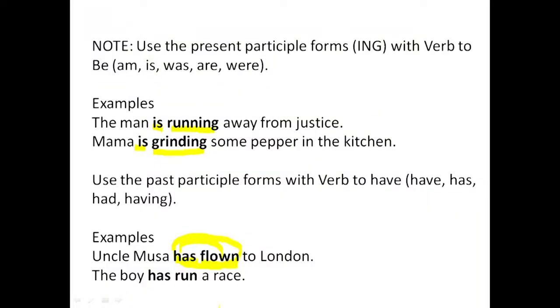Next, the boy has run a race. You see, the boy has run a race. Again, has here is the helping verb, and run here is in the past participle form. Together they form a verb phrase where has is helping the main verb run in this case. Okay, but the contention in this lesson has been that we use forms of verb to be, am, is, was, are, were, with the ing. Then we use have, had, has, or having with the past participle form. Let that be in your mind, please.